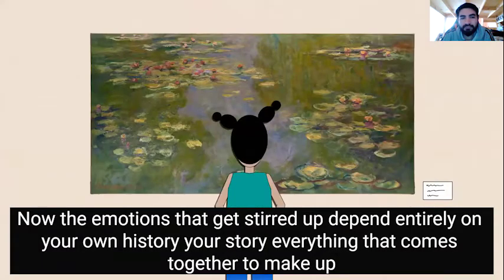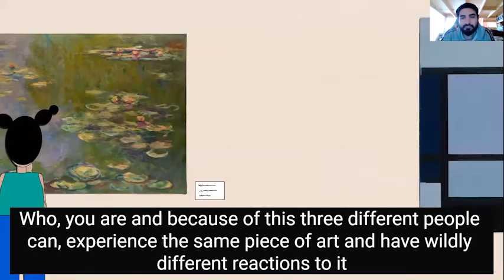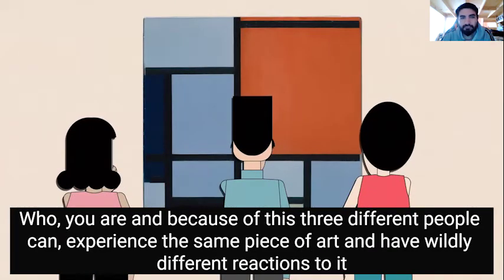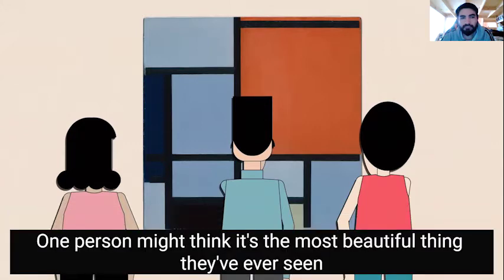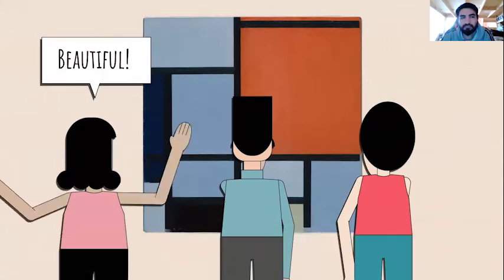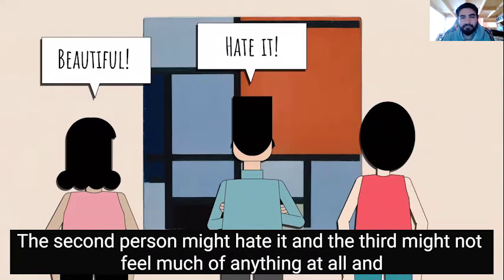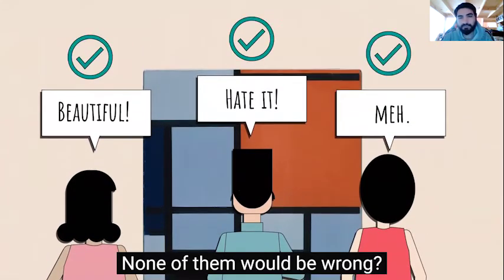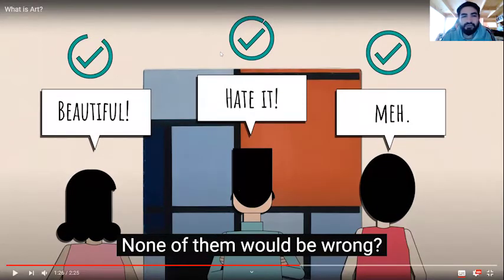Now, the emotions that get stirred up depend entirely on your own history, your story, everything that comes together to make up who you are. And because of this, three different people can experience the same piece of art and have wildly different reactions to it. One person might think it's the most beautiful thing they've ever seen, the second person might hate it, and the third might not feel much of anything at all. And none of them would be wrong. And also, the emotions that you feel towards any expression of art can vary from person to person.